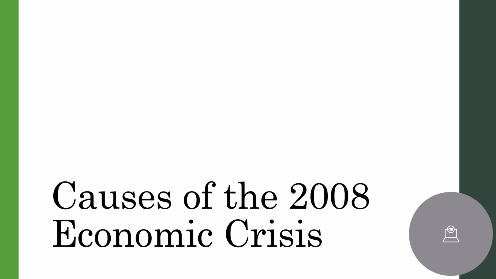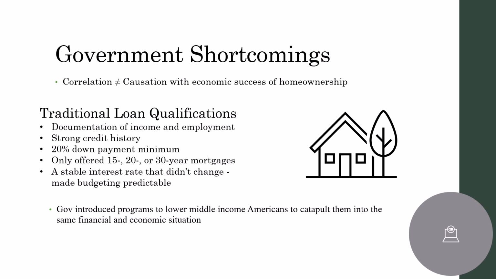So first, we will be looking at the causes of the 2008 economic crisis. First off, we have to acknowledge that one of the main causes of the crisis was the government's shortcoming and failure to understand a common economic fallacy: correlation does not equal causation. In terms of the economic success of homeownership, that was where they fell short. Just because homeowners tend to be more economically stable doesn't mean that simply becoming a homeowner causes economic success. There's a lot more complexity behind that relationship, and usually economic success comes before owning the home, not vice versa, yet the government fell victim to this common economic fallacy, correlation not being equal to causation.